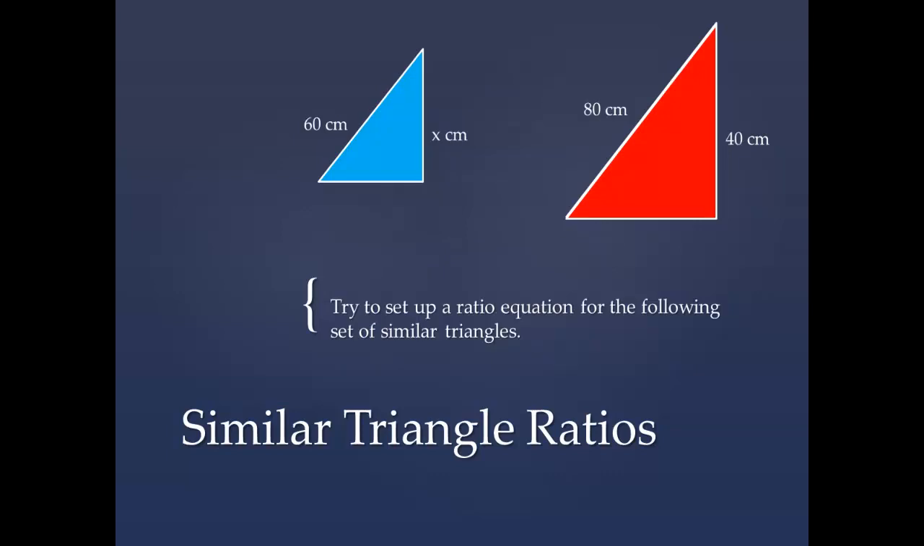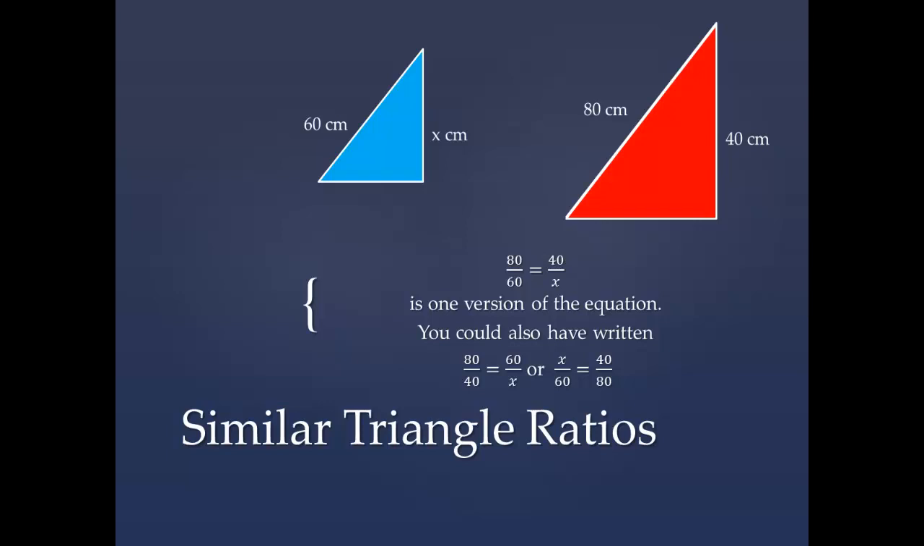Try to set up a ratio equation for the following set of similar triangles. Pause the video so that you can try it out on your own. 80 over 60 equals 40 over x is one version of the equation. You could also have written 80 is to 40 as 60 is to x, or x is to 60 equals 40 is to 80. Or possibly even more than that.